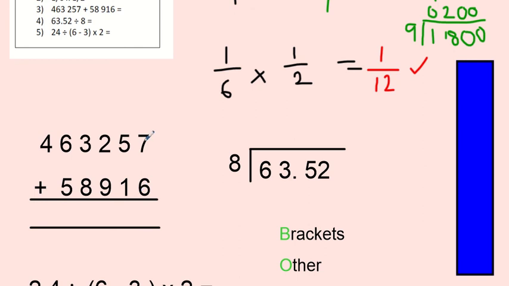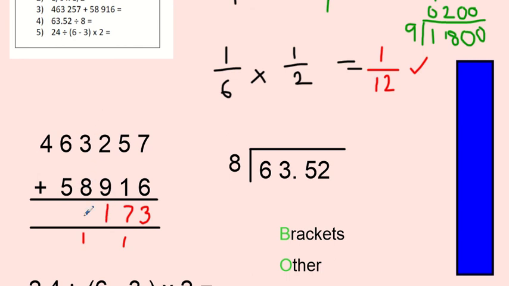So 7 add 6 is, and again you'll notice year 6 I'm pausing just to give you time to work it out alongside me if you need to. 5 add 1 add 1, 7. 2 add 9, 11.